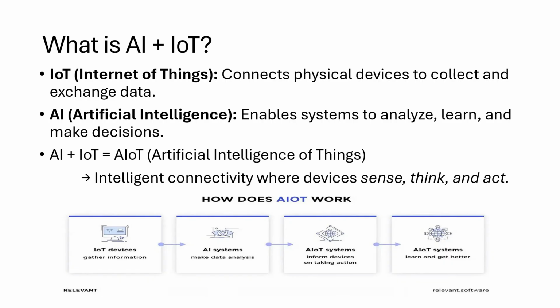First, you have to know what is AIoT. IoT refers to physical devices such as sensors and cameras that collect data from the environment. AI refers to algorithms that can analyze this data, learn patterns, and make decisions. When we integrate these two, AI with IoT, we get AIoT, where the devices do not just sense data but also think and act intelligently. For example, a normal IoT sensor only reports temperature. An AIoT system can predict overheating and automatically take an action.